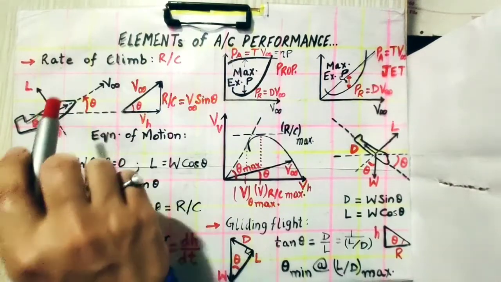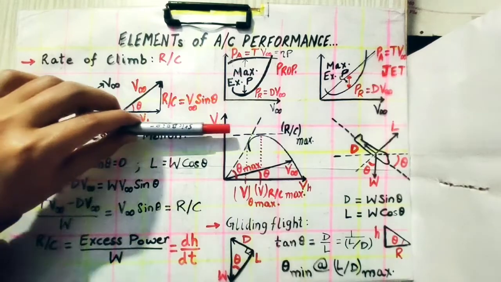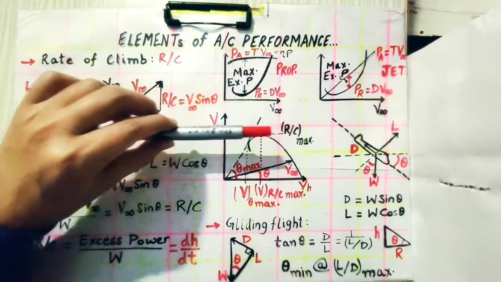And in rate of climb, as we did earlier, like this was the aircraft, it is steadily flying and moving with wings level, and we observed its equation of motion.